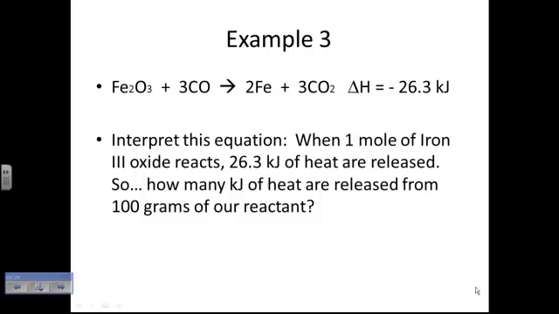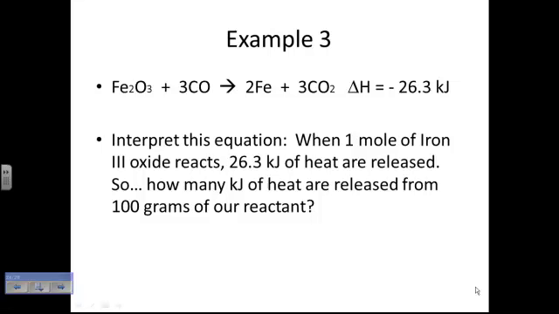If we know 1 mole of iron oxide releases 23.6 kJs, we're being asked to calculate how many kJs of heat are released if we started with 100 grams of the iron 3 oxide. Given a mass, calculate the heat. Very similar to our last problem, a step 1, step 2.